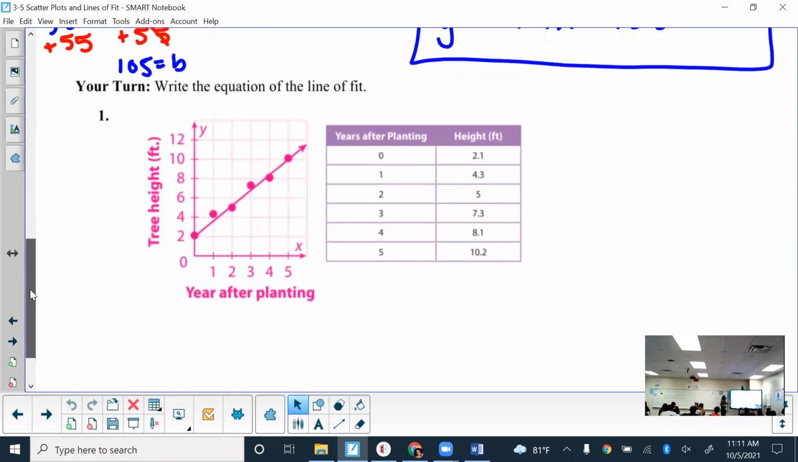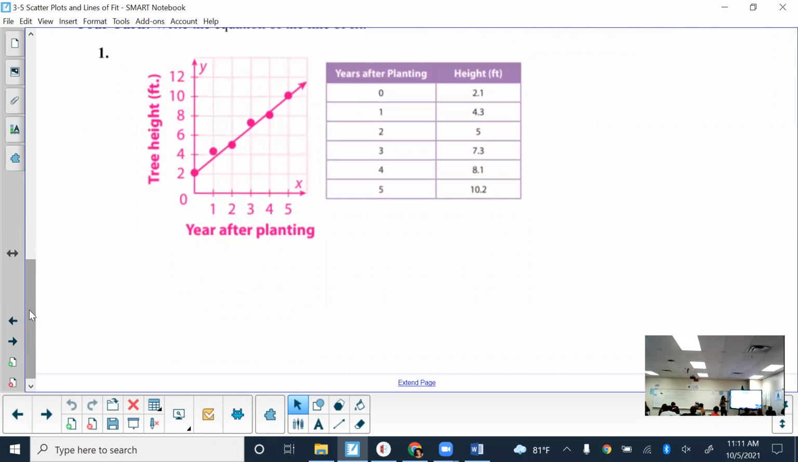So for this situation, we have tree height versus year after planting, so a nice little scatter plot. And the line of best fit is already drawn on there. On your test and on your practice, you do have to draw the line yourself, but this one's drawn for you. Should the line be drawn above the data, below the data, or the middle of the data? Middle, just like how this one goes.